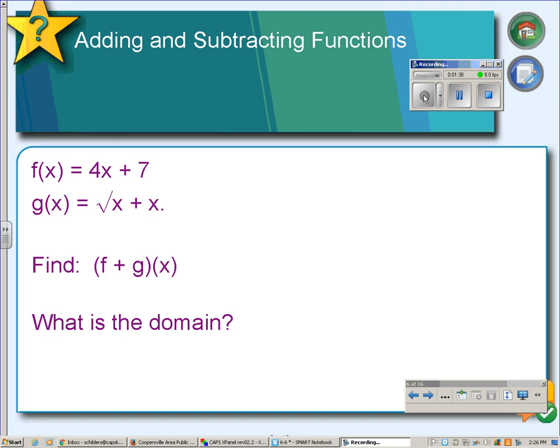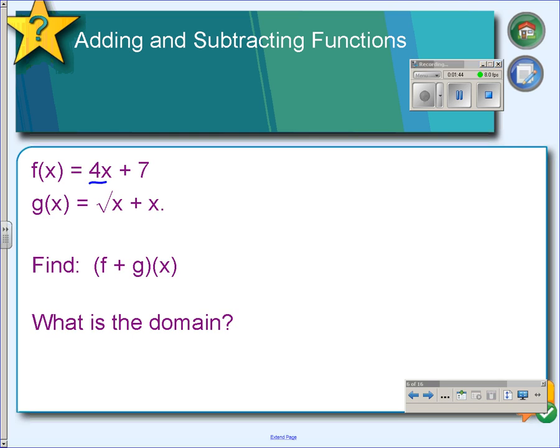This one will be more interesting. If we do f plus g of x, we're simply adding like terms here. So the 4x plus 1x is going to give us 5x. And then we have a square root of x and a constant term. So there's f plus g.